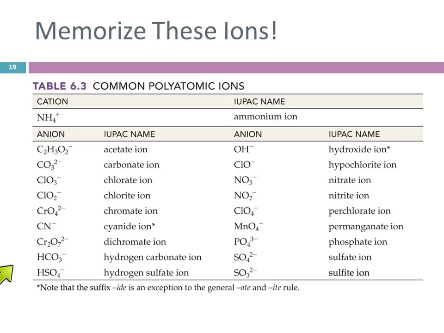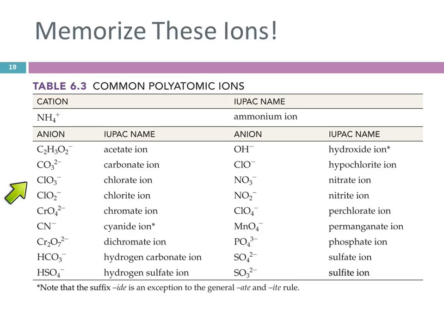So these are the most commonly encountered ions. You're taking this class so that you can take Chem 1A. You have to know these ions for Chem 1A. There's just no way around it. Okay. There are some patterns in here.